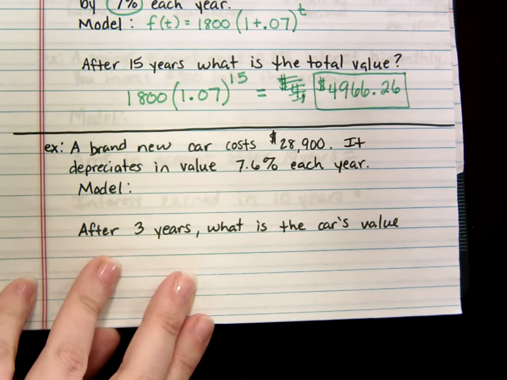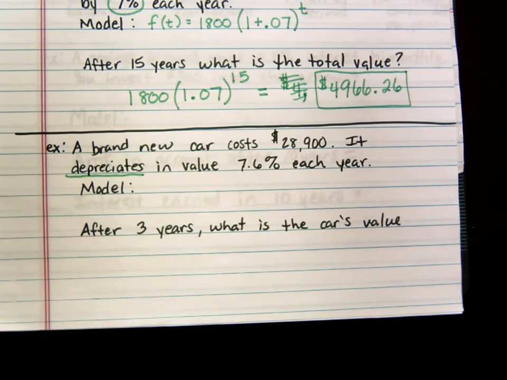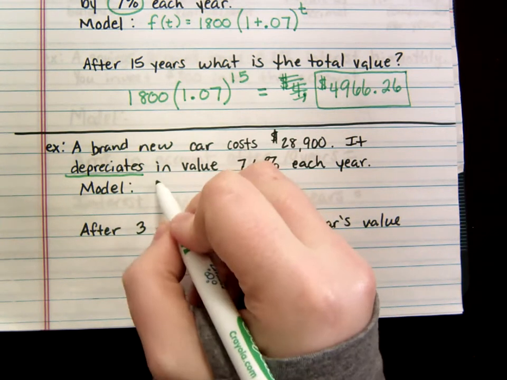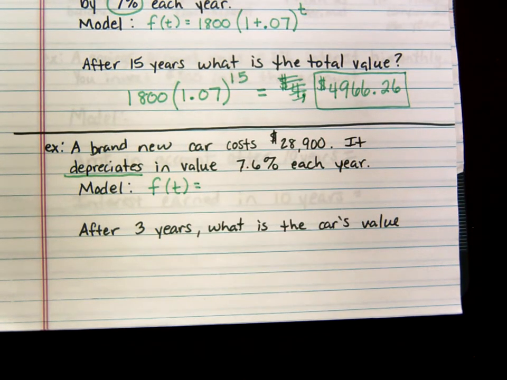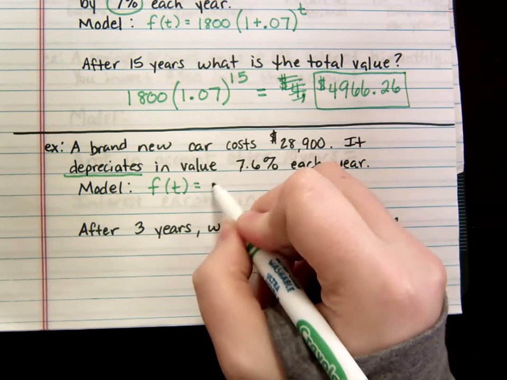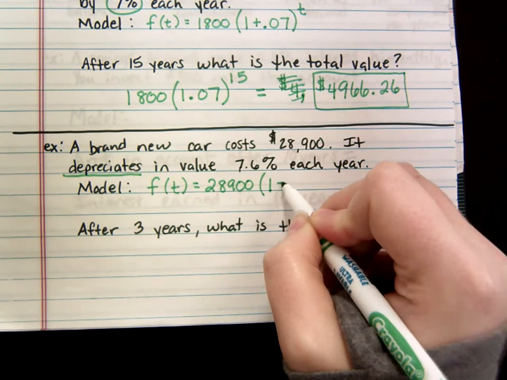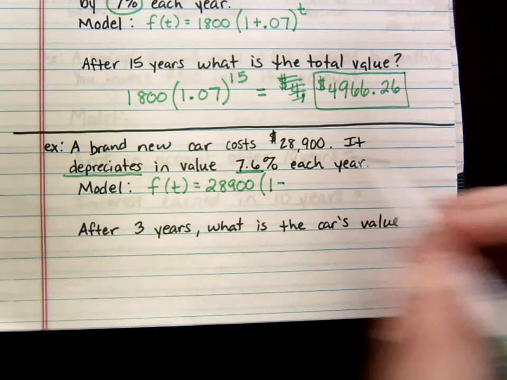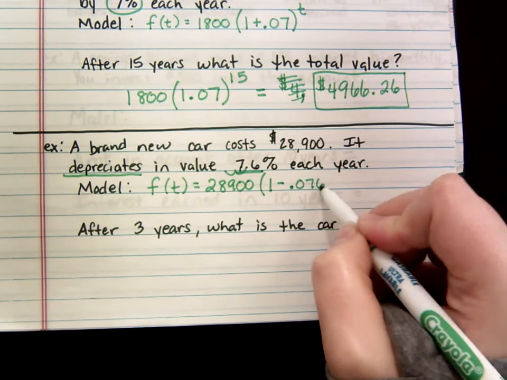Okay. So another example. A brand new car costs $28,900. It depreciates in value 7.6% each year. Now, depreciate means its value is going down. So we're going to use an exponential decay for this one. The model for it: we start with A, which is the initial amount, $28,900, and then 1 minus our decay rate as a decimal. So you move your decimal to the left to get 0.076 to the T power.